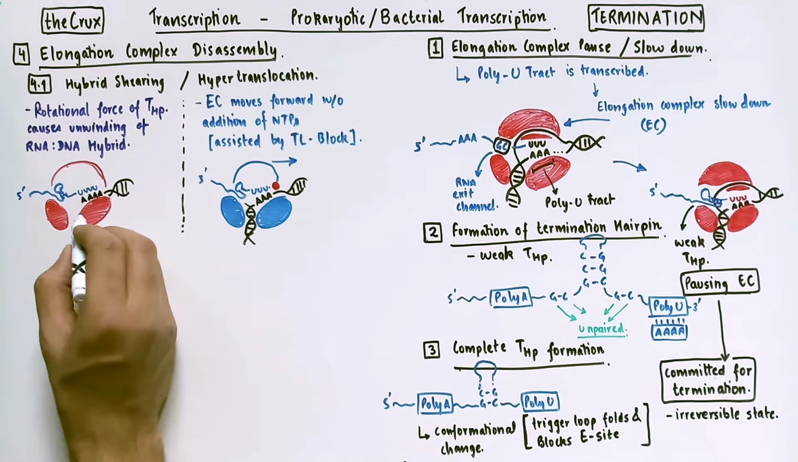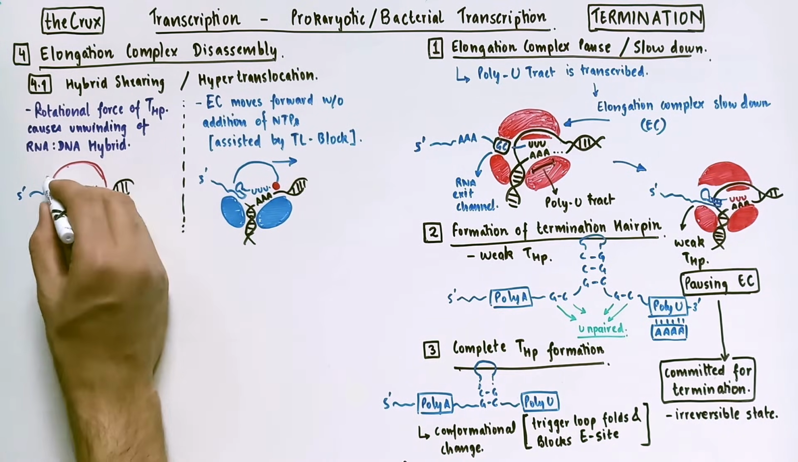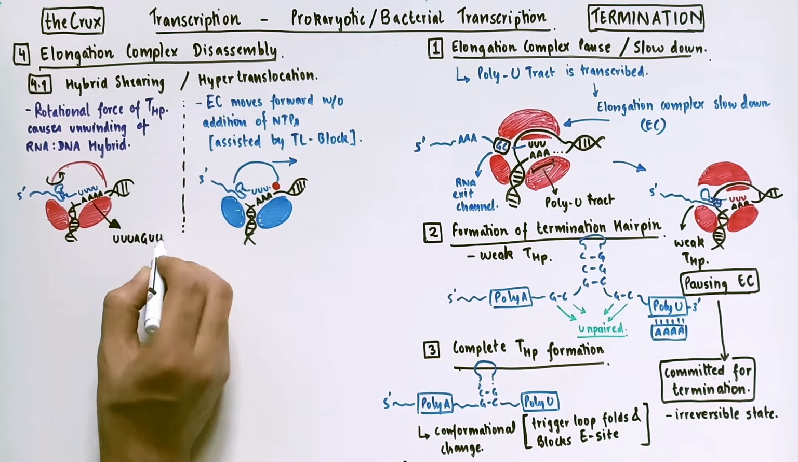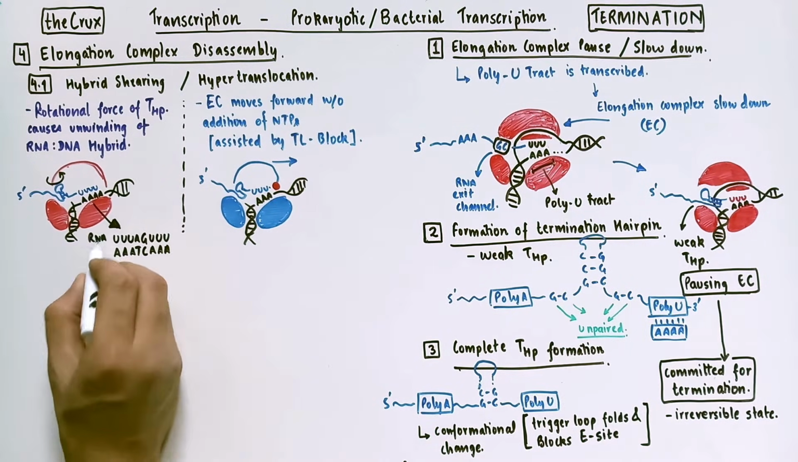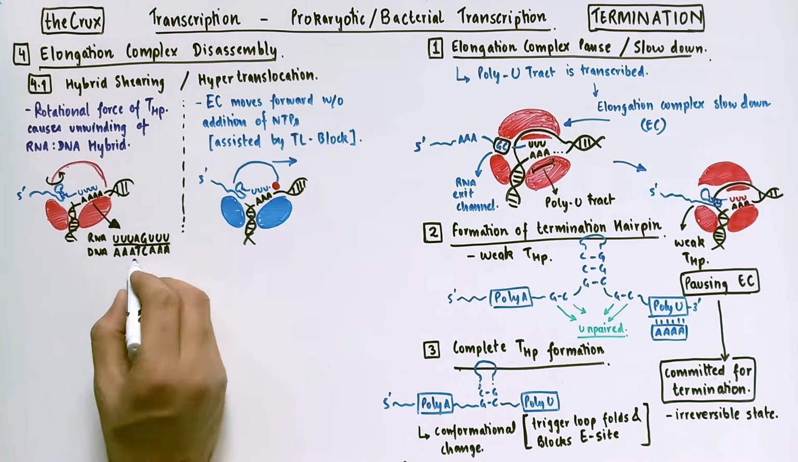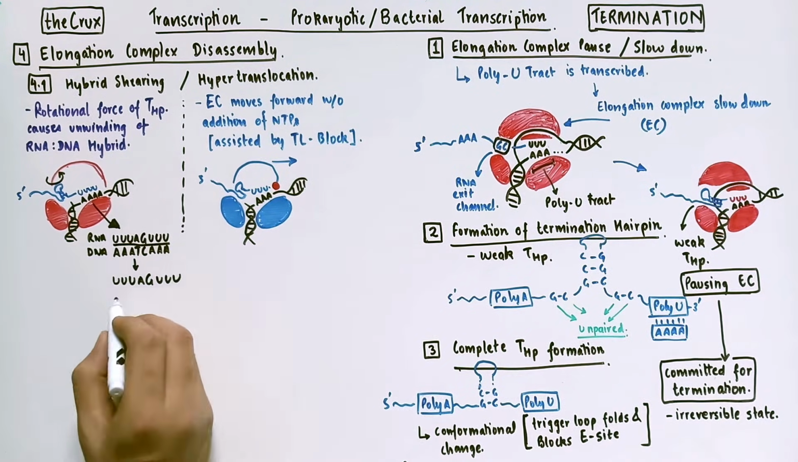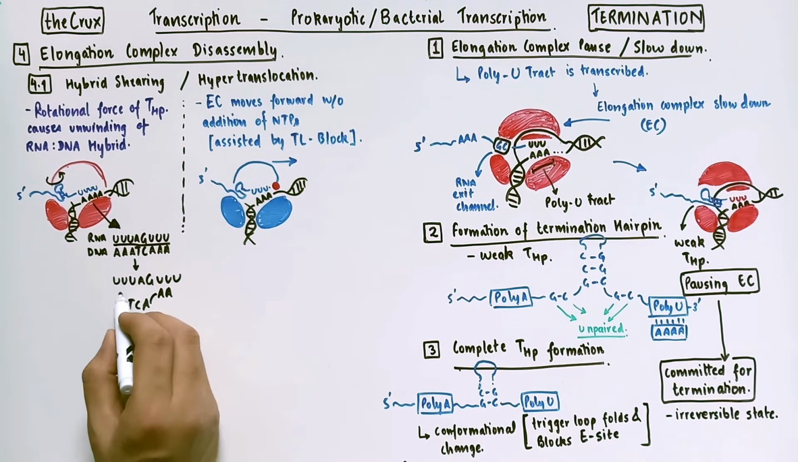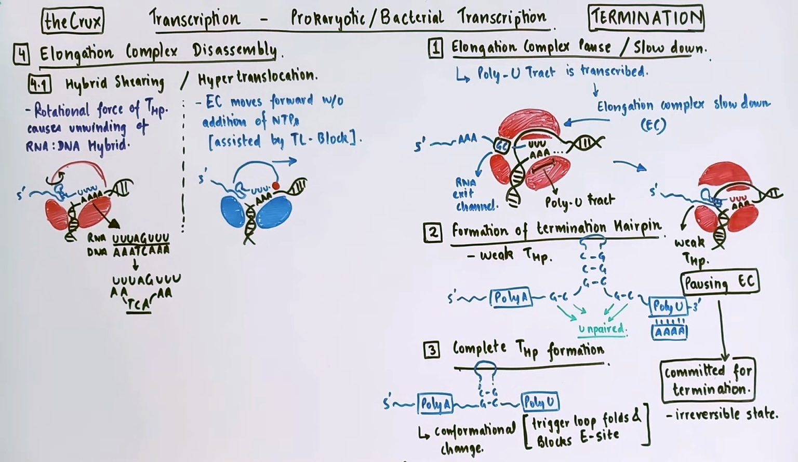So why does the unwinding cause disassembly of the elongation complex? If we look at the transcription bubble in this complex, we see that it is largely a U-rich sequence. And if you break all these bonds in the RNA-DNA hybrid, it will try to reanneal, but because it is repetitive, it will often reanneal incorrectly. And in this example, the TCA cannot be accommodated. And this destabilizes the RNA-DNA hybrid.